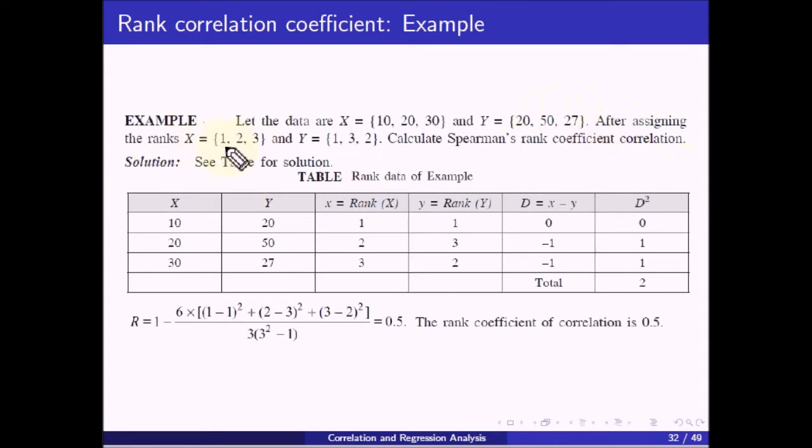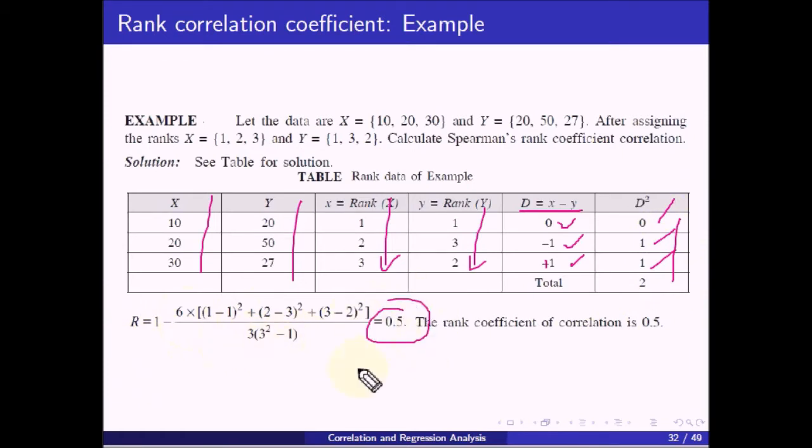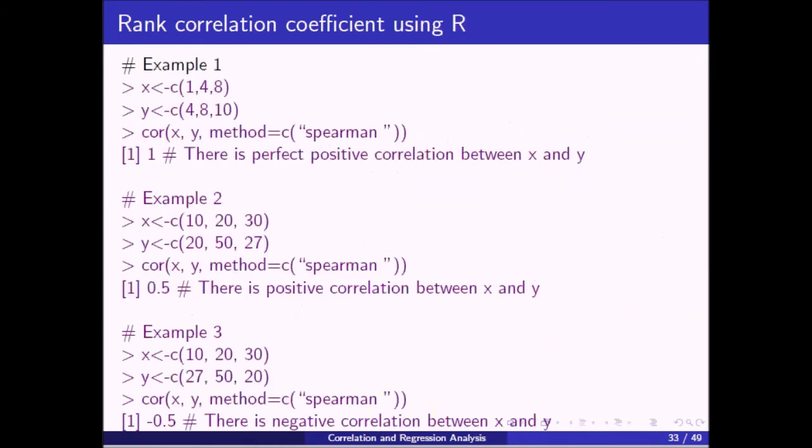After assigning the ranks x and y, calculate Spearman's rank correlation coefficient. Here these are the original data and these are the ranks. We have assigned the rank and then identify the d. D is what? X minus y. So 1 minus 1 is 0, 2 minus 3 is minus 1, 3 minus 2 is plus 1. And d square is 0, 1, 1, and if you add, it is 2. So 1 minus 6 into 2 divided by 3 into 3 square minus 1. The answer is 0.5. The rank correlation coefficient is 0.5.